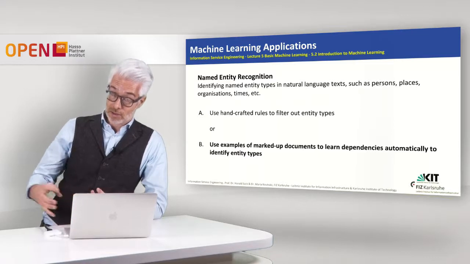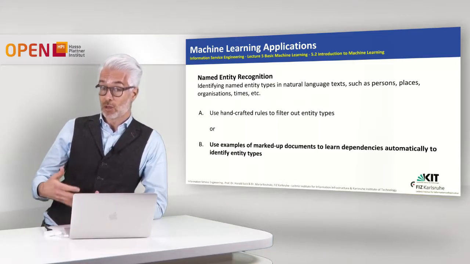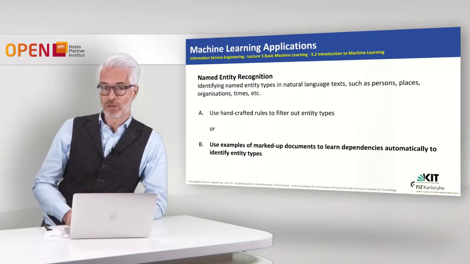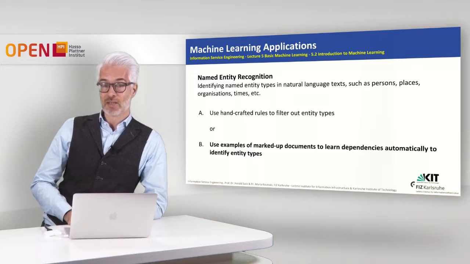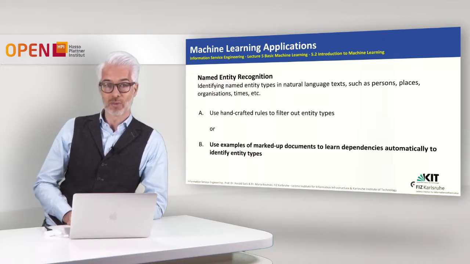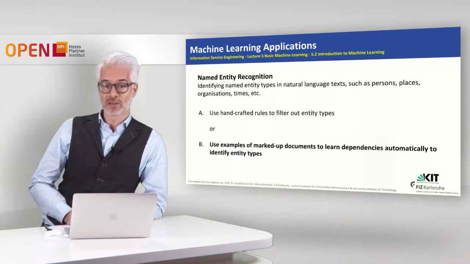So, learning involves also generalization. It could really learn what it means, what is a person, for example, and what are the interesting features that are required to learn what is a person. And then you could identify entity types with it.